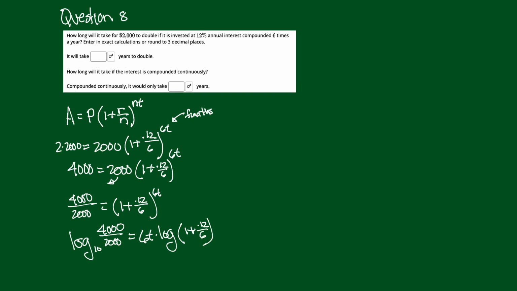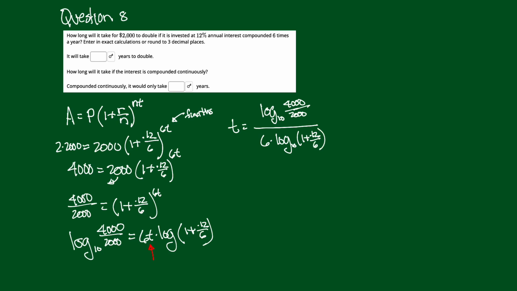Now, I'm trying to solve for t, right? Here's t. That's what I'm trying to solve for. So look what's happening. t is being multiplied by this 6 and the log. So why don't we divide both sides by 6 times the log? Doing so, we will have, okay, here's t. This is going to be the log base 10 of 4,000 divided by 2,000, over 6 times the log, I'll put the base in here, the log of 1 plus 0.12 over 6.